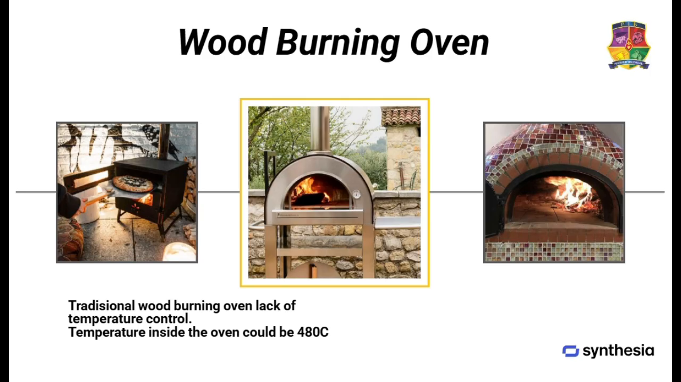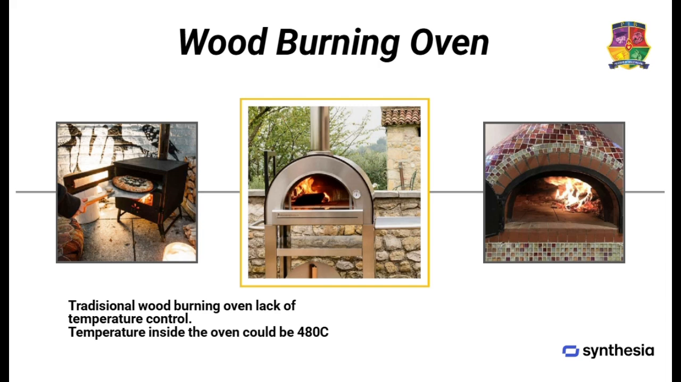One important characteristic of a traditional wood-burning oven is that it does not have precise automatic temperature control. The temperature depends on factors such as the amount of wood, the size of the fire, and how the fire is managed by the cook. As shown on the slide, traditional wood-burning ovens can have different designs, from simple metal structures to modern stainless steel ovens and traditional brick ovens.